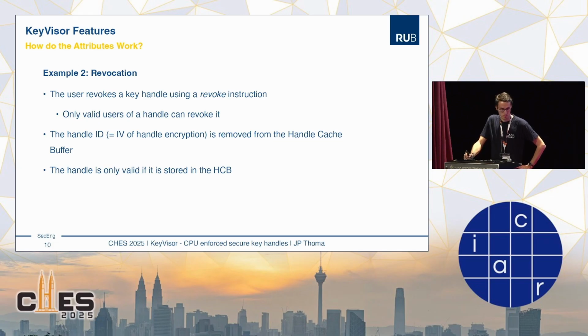Now for the second example, I want to look at revocation. So let's assume a user wants to revoke a key handle. And therefore, it's first checked upon execution of the revoke instruction whether the user is actually a valid user of a key handle, so you cannot just go ahead and revoke any key handles that you don't own. And if you're a valid user of this key handle, then the handle ID will be removed from the handle cache buffer, so the internal CPU memory. The handle is only valid if it's stored in that internal memory. So next time you try to use that handle, there will be a check, it will be noticed that the handle is no longer valid.